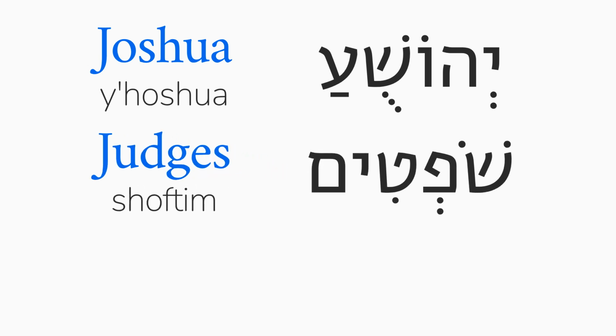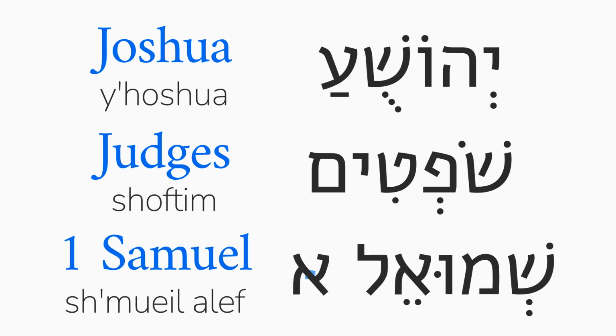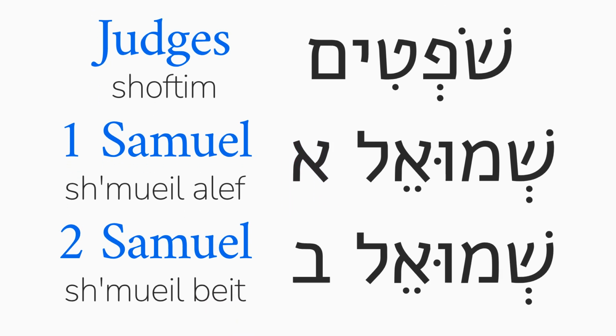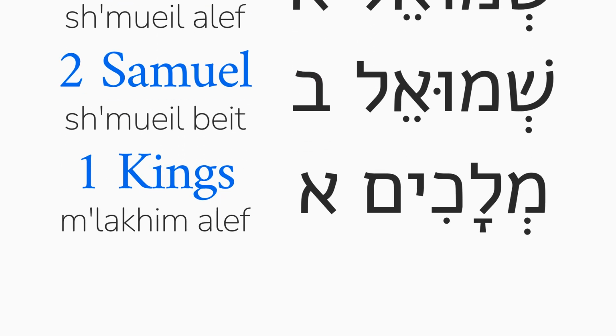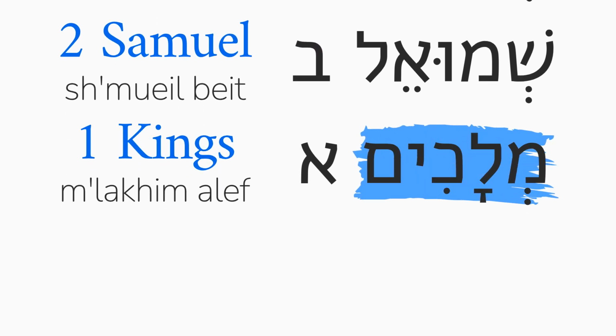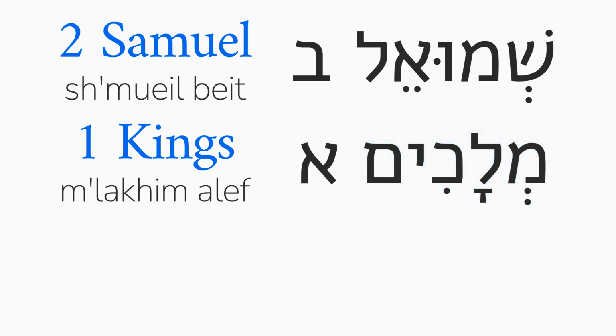Judges is called Shoftim, Judges. 1 Samuel is called Shemuel Aleph. Aleph means first, since it's the first letter of the Aleph Beit, the Hebrew alphabet. 2 Samuel is called Shemuel Beit. Beit means second because it's the second letter of the Aleph Beit. The Hebrew word Malachim means kings, and so that's where we get the names Malachim Aleph, First Kings, and Malachim Beit, Second Kings.